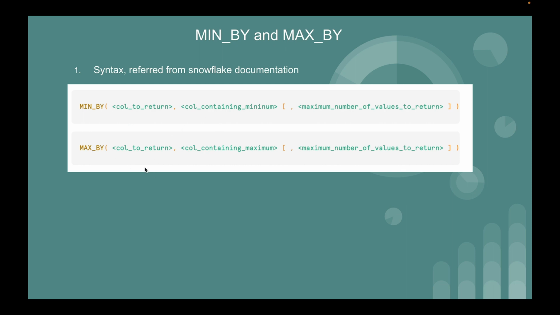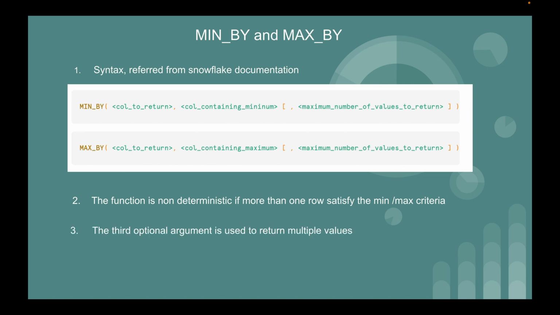Similarly, for MAX_BY, the first column will be the column to return and the second column is the column containing the maximum. The function is non-deterministic. What it means is the function will not give you the same value if there are more than one record which contains the minimum or the maximum value. It can randomly select any of the values which satisfies the minimum or maximum condition. The third argument is an optional argument, and you can specify how many values you want to see for the column to return.